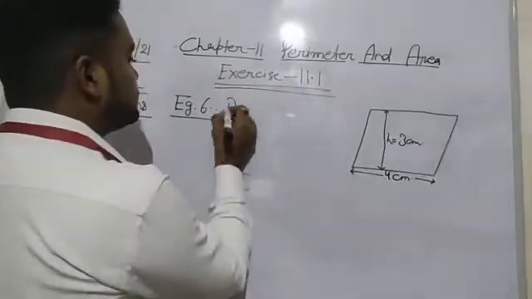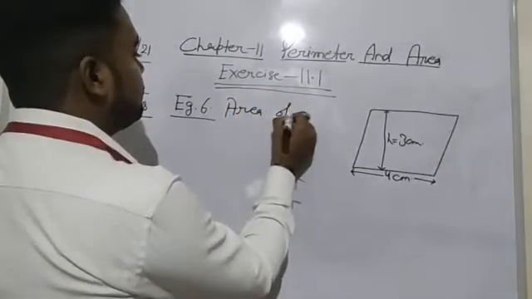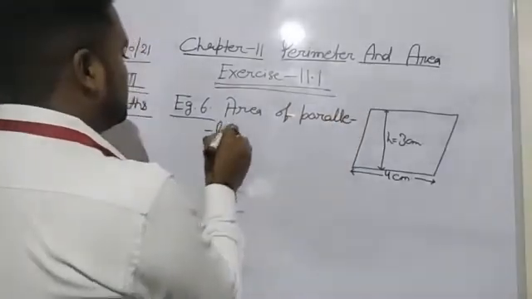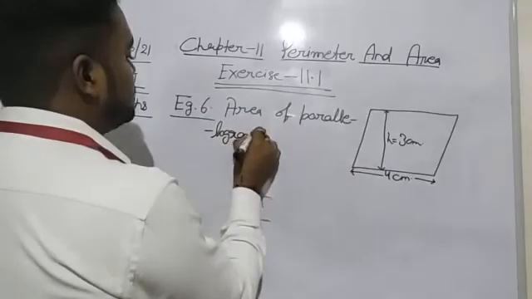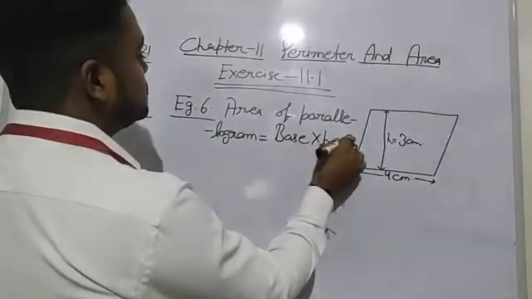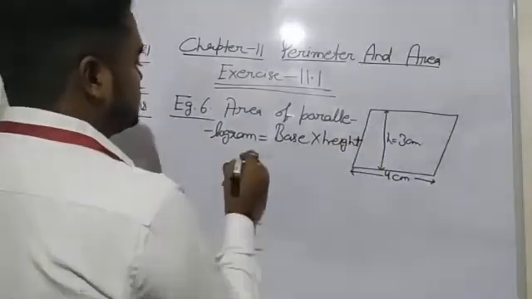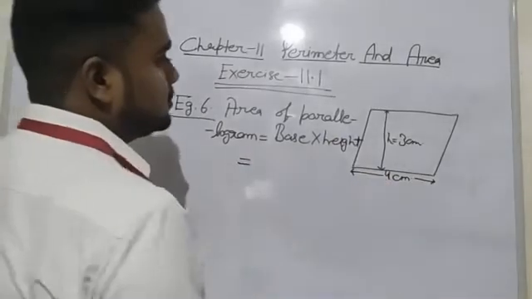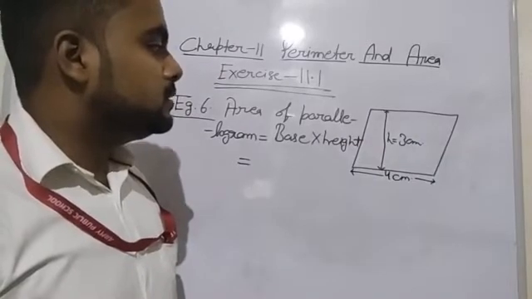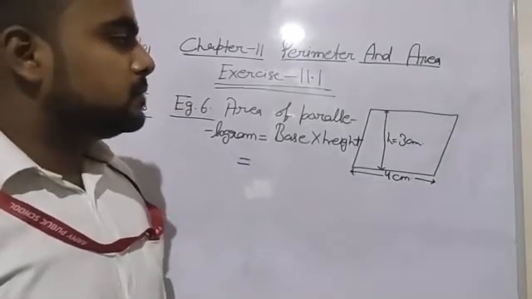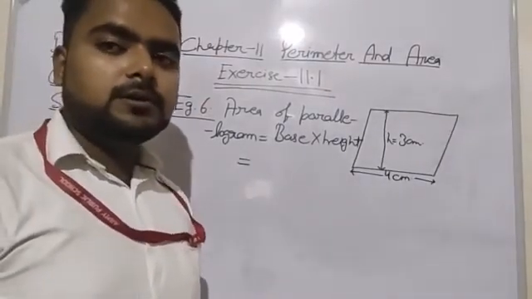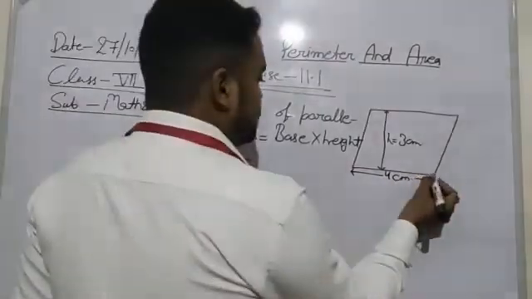So the area of a parallelogram, the formula is base into height. So what is the base? The distance, the line drawn from the opposite vertex to the base. बेस पे ही लाइन ड्रॉ की जाती है, बेस से ही परपेंडिकुलर डिस्टेंस लिया जाता है. सो बेस क्या होगा? 4 सेंटीमीटर.